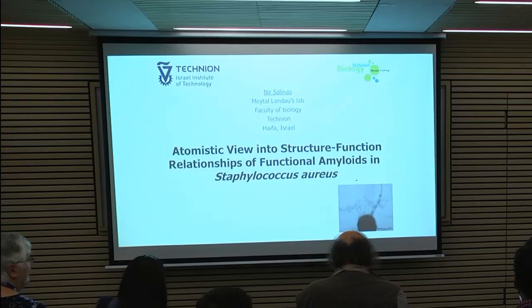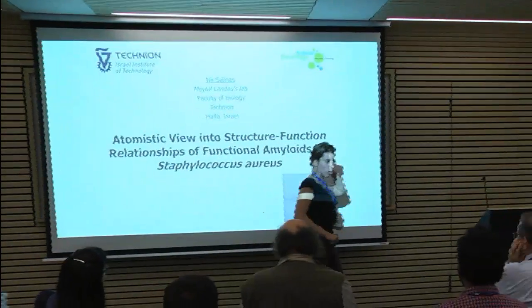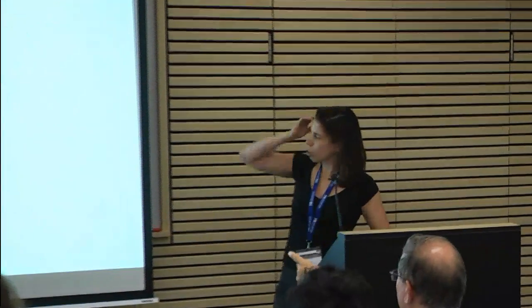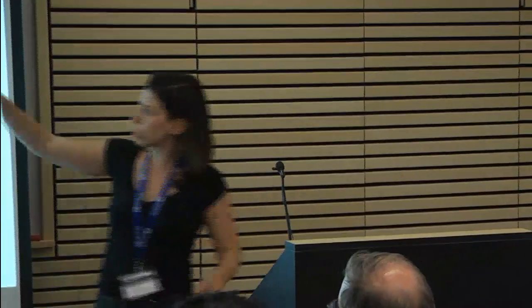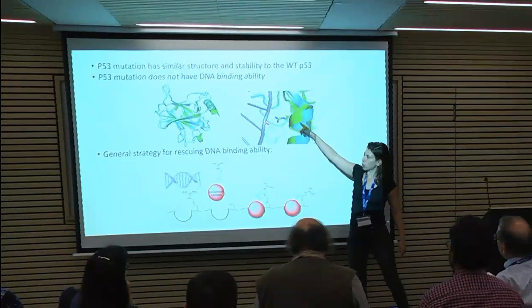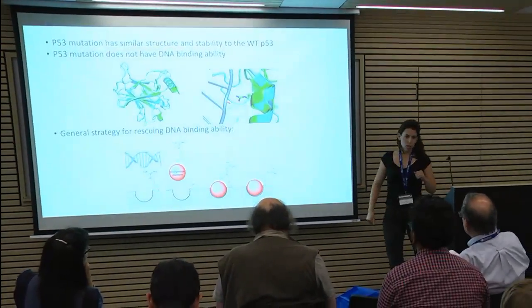From the structure, that was probably modeling. From the modeling, can you see why it doesn't bind to the DNA? So that was by modeling. Yeah. So here in green is the wild type protein. It interacts with the DNA, and with the mutation, it cannot do these interactions. Is the mutation at that residue? Yeah. Okay.